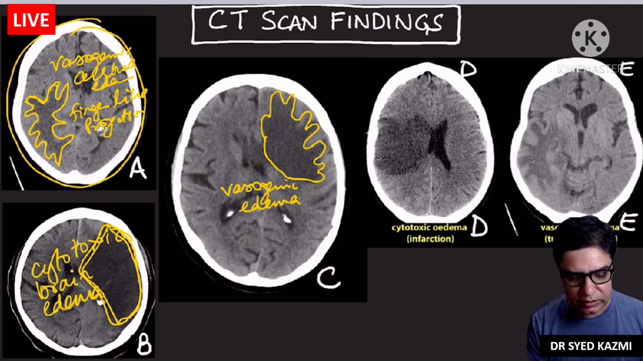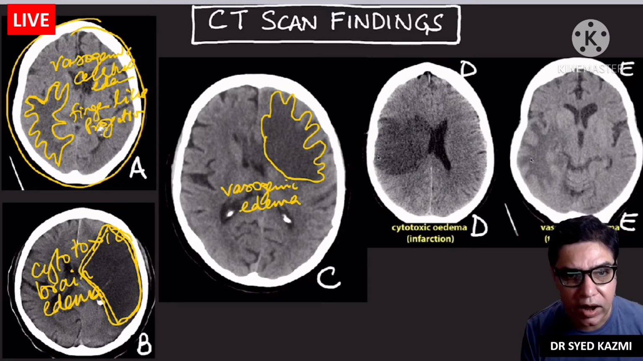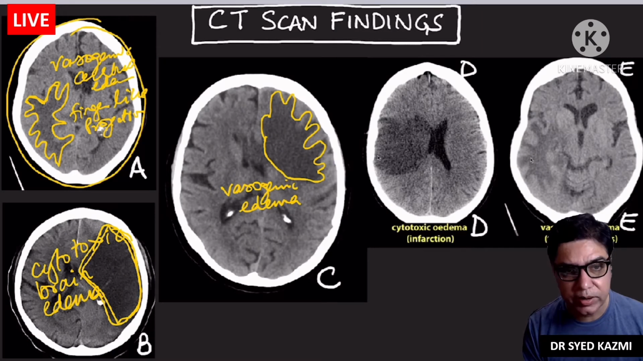But obviously, there might be a little bit of cytotoxic component. Well, predominantly, this is vasogenic edema. Why? Because it is involving the white matter and it shows finger-like hypodense lesions on a CT scan. So this is primarily vasogenic edema.